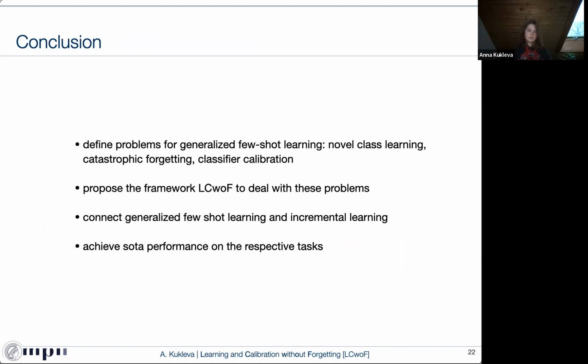Yeah, so basically, I want to conclude here already. We first of all define the problems for generalized few-shot learning. We define what the issues are: novel class learning, catastrophic forgetting, and classifier calibration. We propose our framework to solve these problems, we state a very simple approach, and we propose a benchmark for these types of problems.